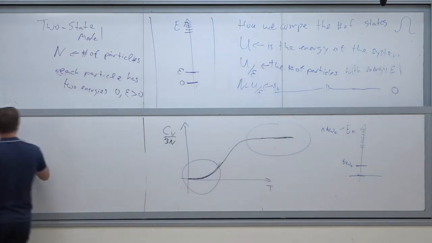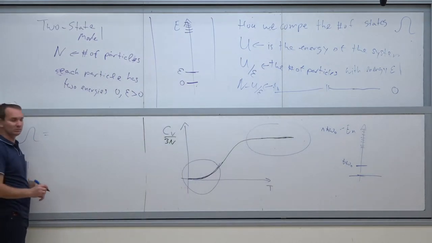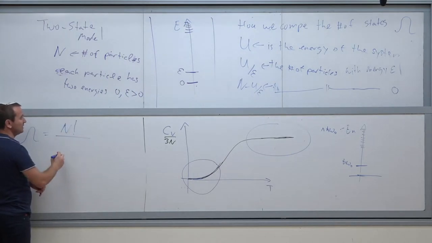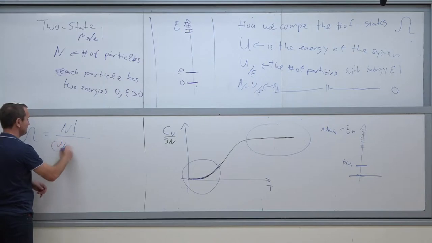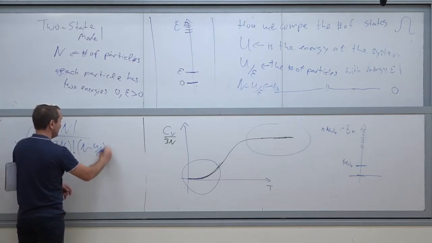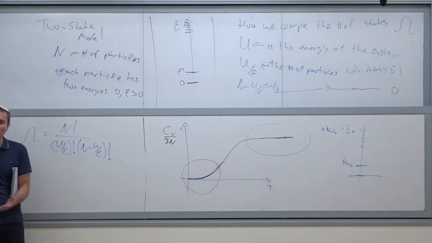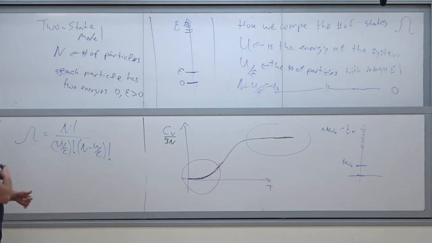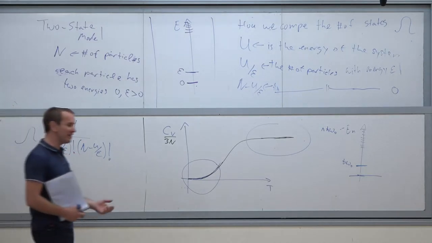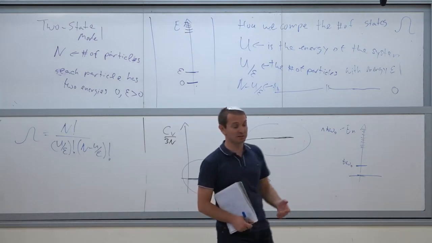So the number of states is a simple binomial formula. It's n factorial divided by (U divided by epsilon) factorial, and here I have (n minus U divided by epsilon) factorial. It's a counting problem. This is the number of ways that I can choose from the n particles, U divided by epsilon to put in a box, n minus U divided by epsilon not to put in a box, and I don't really care about the order of how I put them in the box.